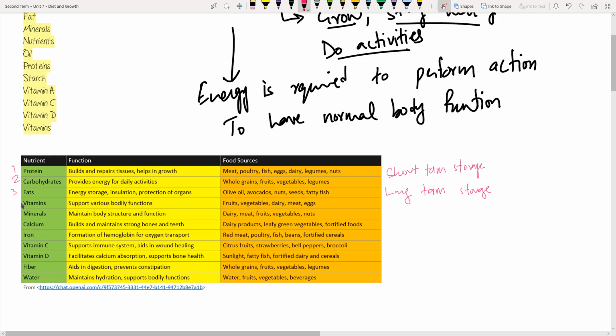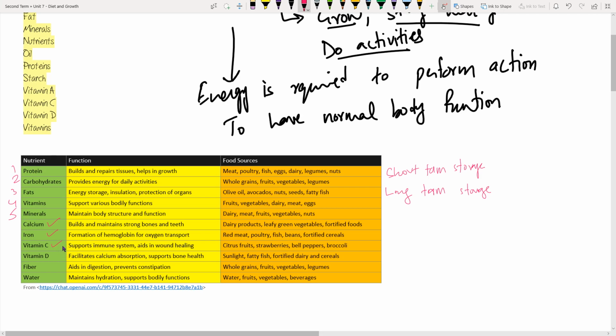Then we have vitamins. There are several forms of vitamins. They're kind of like proteins, which are available in vegetables, fruits, dairy, and meat. Then we require minerals. Minerals are other salts and stuff that we require. You can say elements that we require. Out of the minerals, we are studying calcium and iron in your course. So calcium builds and maintains strong bones and teeth. Iron is important for the formation of hemoglobin for oxygen transport.